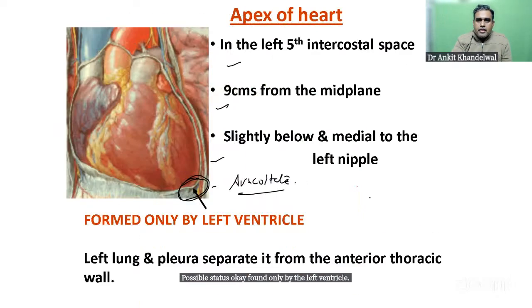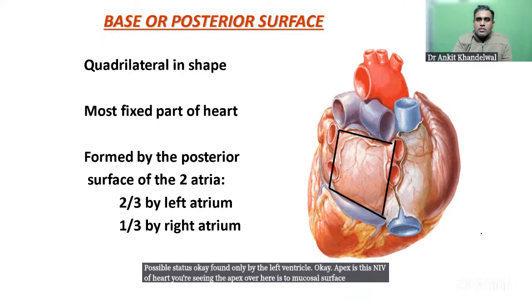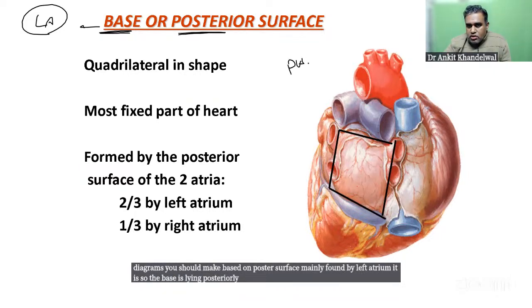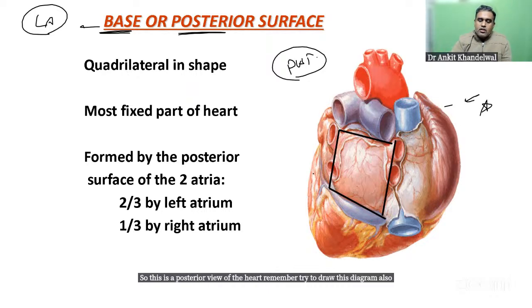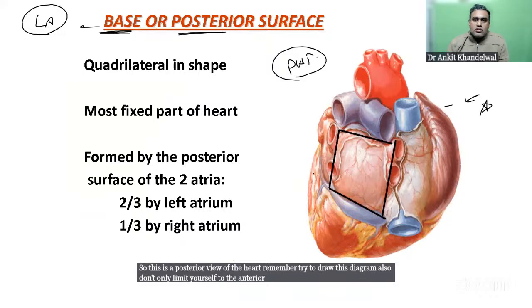Okay, the apex is in this anterior view of the heart. You are seeing the apex over here, and the sternocostal surface. So you should make simple basic diagrams. The base or posterior surface is mainly formed by the left atrium. The base is lying posteriorly, so this is a posterior view of the heart. Remember, try to draw this diagram also. Don't limit yourself to the anterior heart image, draw the posterior heart image also.